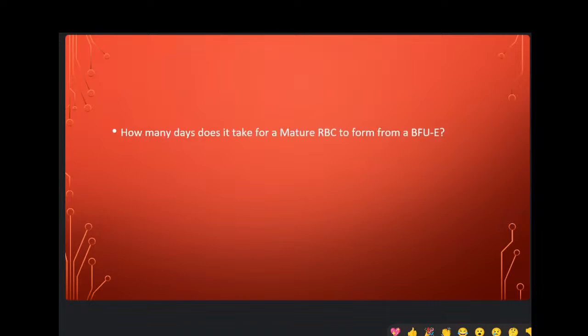Please take a note of this one. How many days does it take for a mature RBC to form from a BFUE? Ano ba yung BFUE? Progenitor cell siya, 'di ba? Hindi pa siya under na ano.